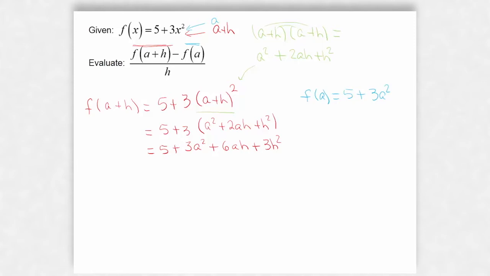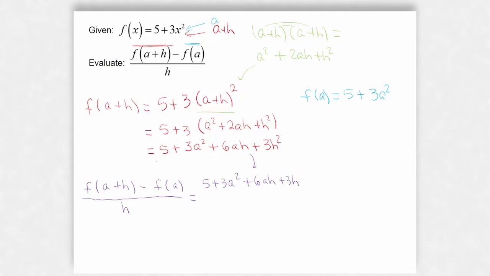We can go ahead and say, let's evaluate f of a plus h minus f of a over h. So I'll write f of a plus h minus f of a all over h, and this would be equal to f of a plus h, which is 5 plus 3a squared plus 6ah plus 3h squared. That's what we have here, minus f of a. Isn't it plus 3h squared? Very good. Good catch. 3h squared. Thank you.